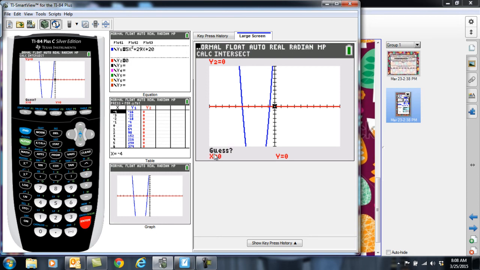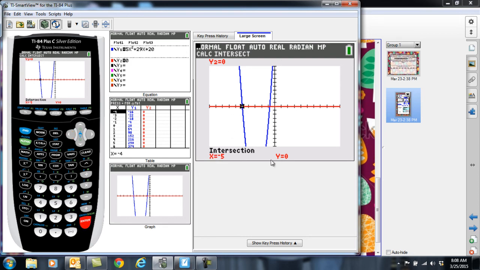When it says guess at the bottom, you want to use your left and right arrow keys to get your cursor near the intersection you want. I always do the left one first. You don't have to, but that's what I do. So I've got my cursor now over here on the left intersection, then hit enter.